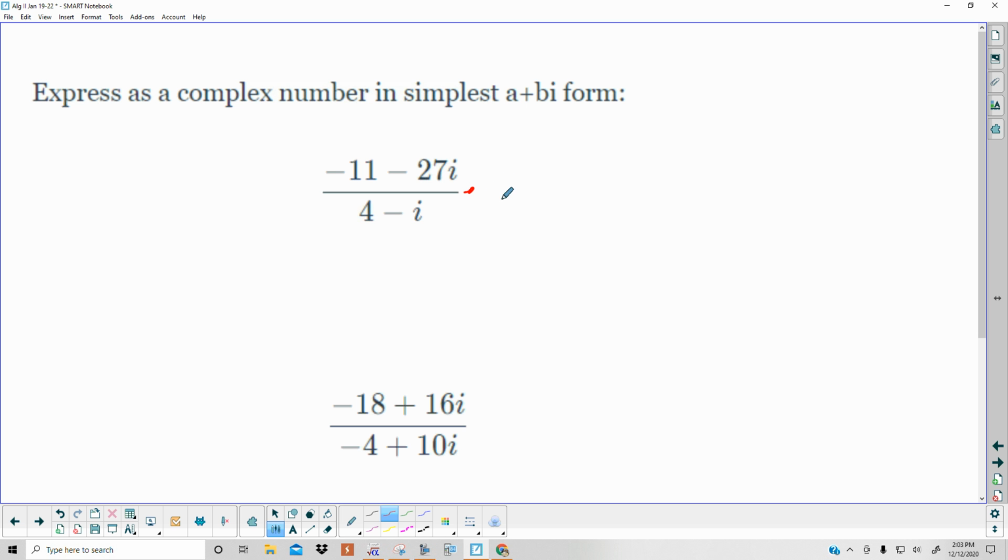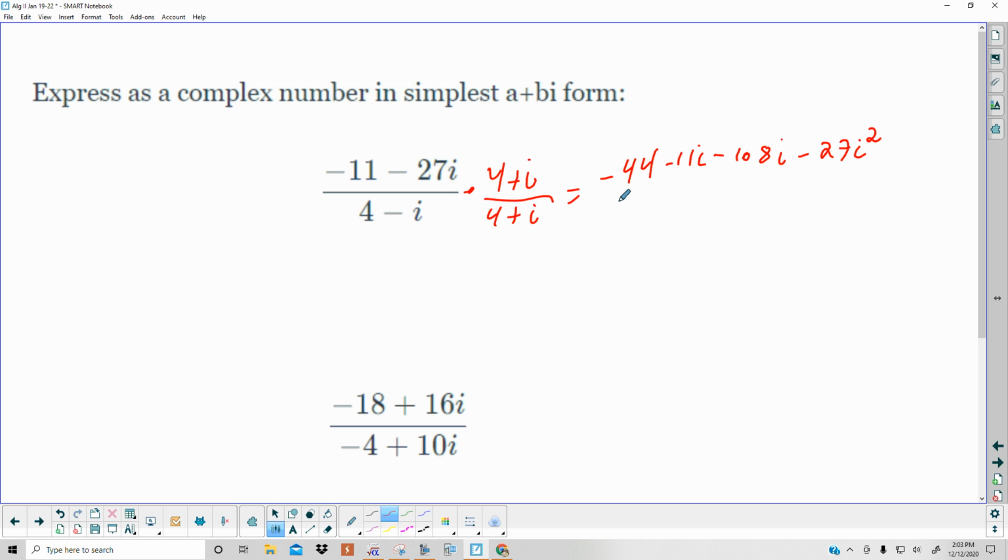Okay, let's go through another one. Multiply by the conjugate. The conjugate is determined by the bottom. This is a minus, so I make it a plus. So it's 4 plus i. FOIL the top. Minus 44 minus 11i. 27 times 4, 108. Minus 108i. And now minus 27i squared.